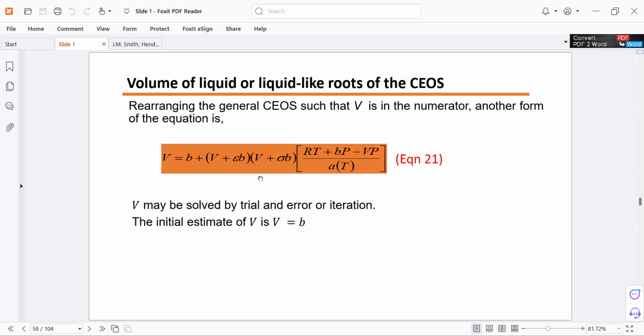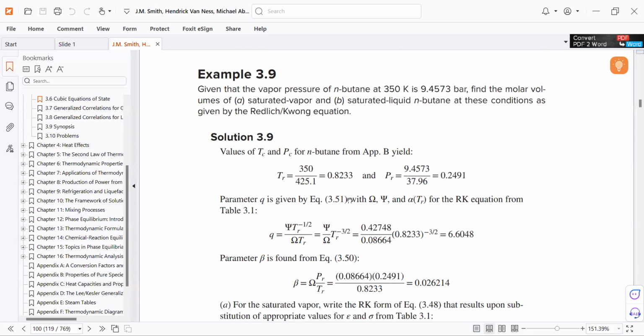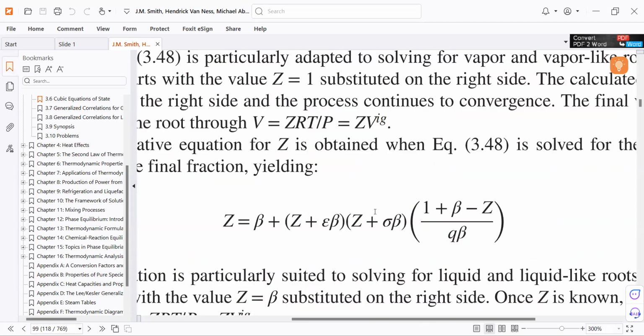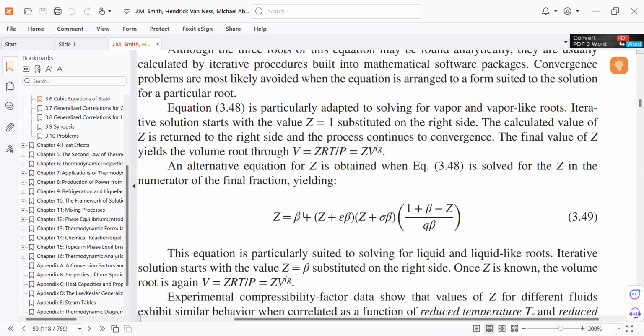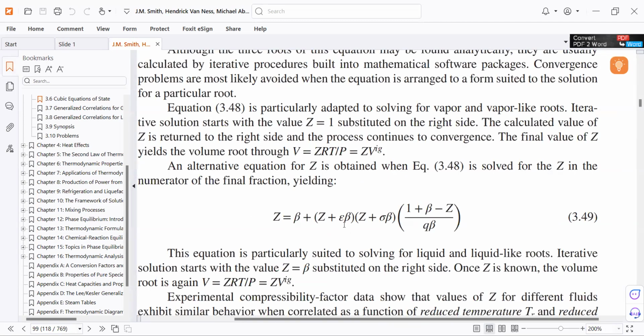If we want to know the liquid-like root, we use a different equation. This one, or I will show it, in my opinion, a better one, we can also use this in terms of compressibility factor for the liquid-like root. So this is for volume, but this is for the compressibility factor. Okay, so let's go back to the whiteboard.